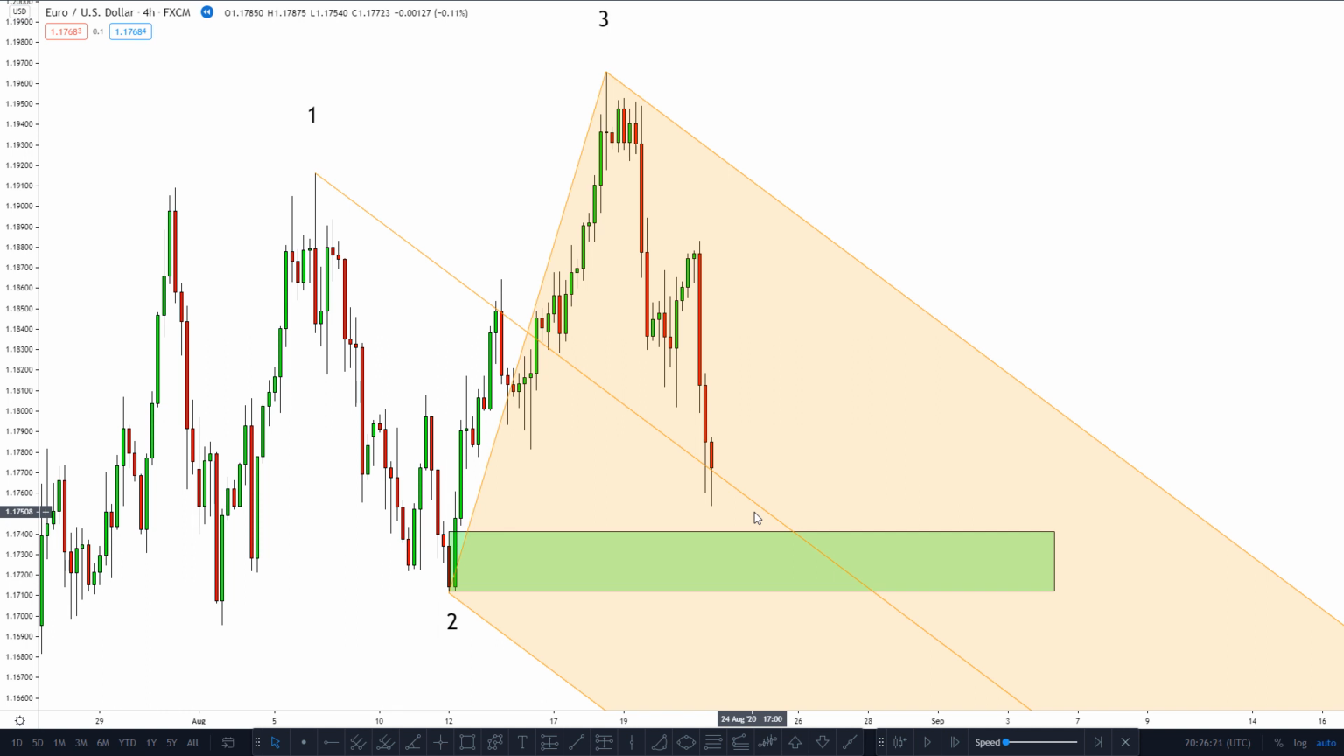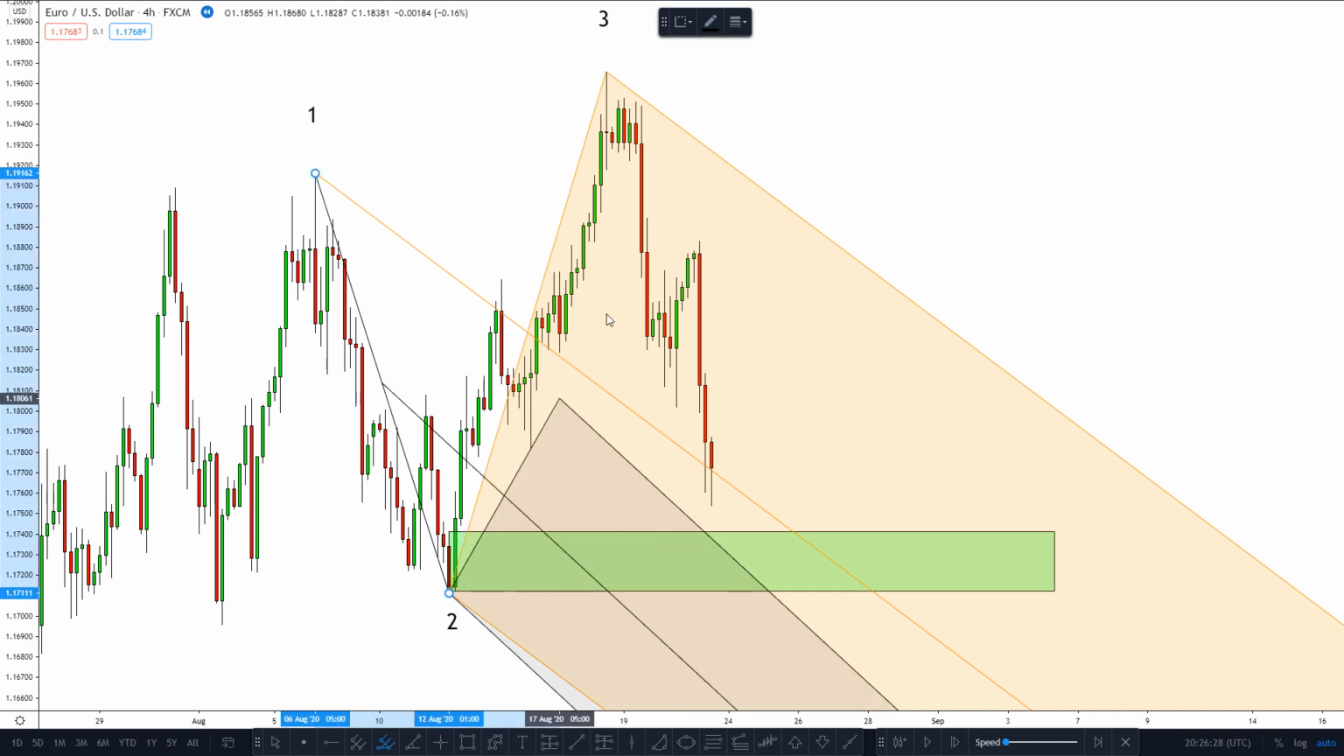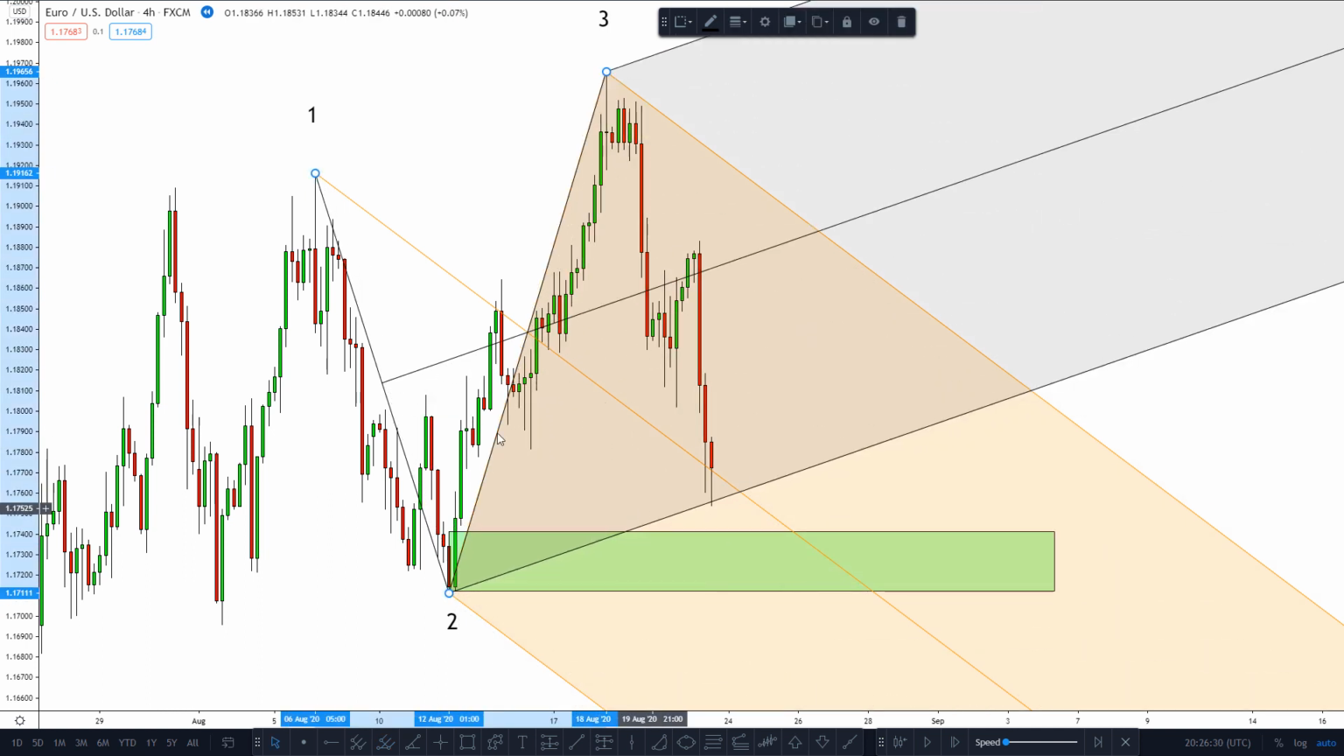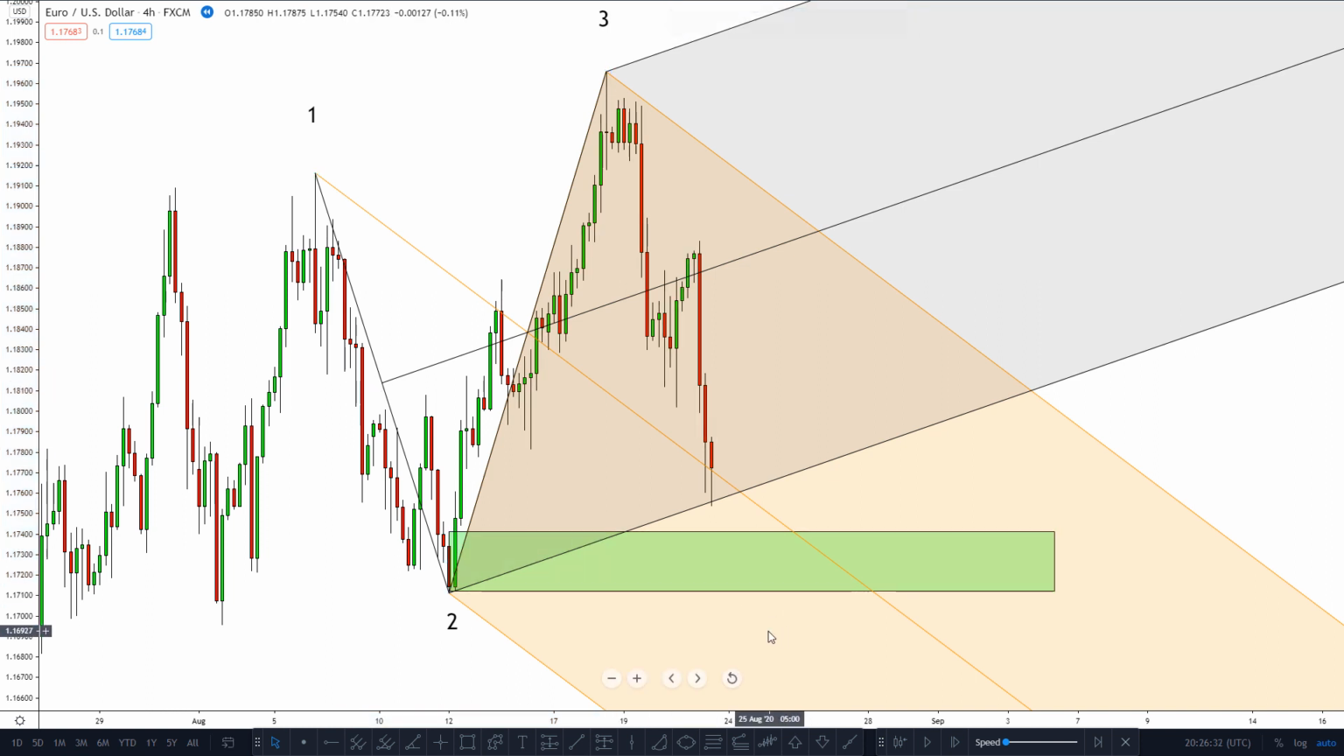Another detail we can visualize is by applying the modified version of the Andrews pitchfork, which simply brings the A-axis of the fork to the midpoint of the AB segment. There are reasons for this that I will not go into in this video, but know that this is not an arbitrary decision. Observe here that the center line of the modified Andrews pitchfork is also catching the same low from before.